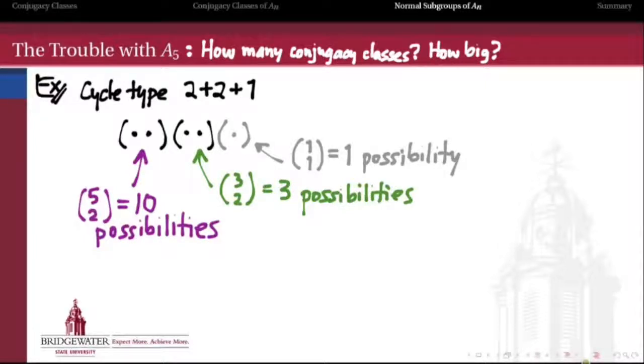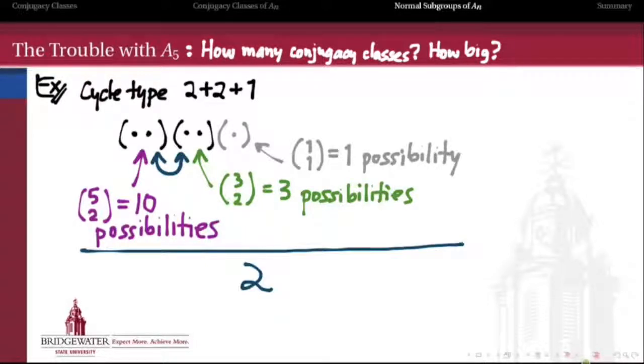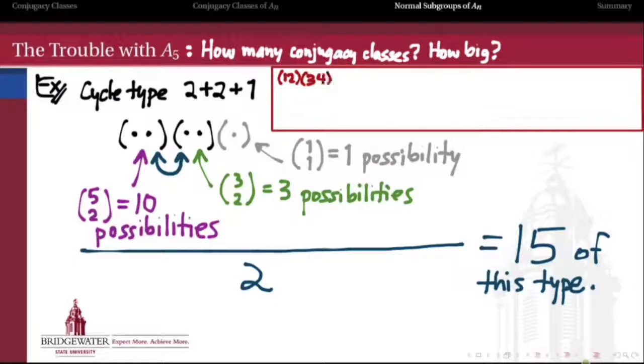But not all those elements are distinct permutations, because disjoint cycles commute with one another. That means that I get the same element of A5 if I transpose these 2 cycles that we found. So I really have to divide everything by 2. So the number of elements of this cycle type, 2 plus 2 plus 1, is 15. In fact, we can list all of them up here.